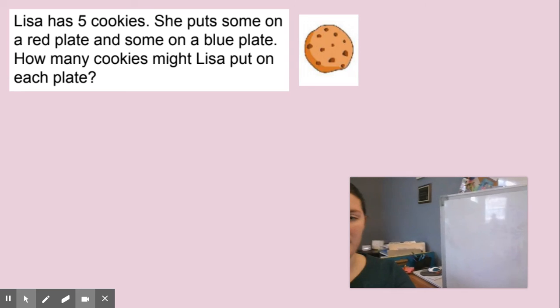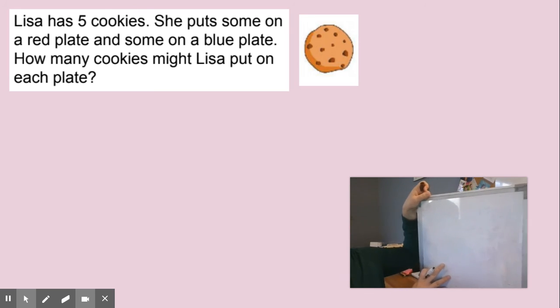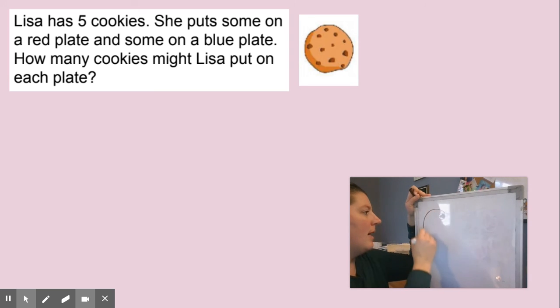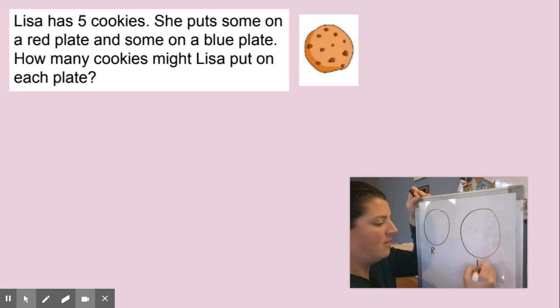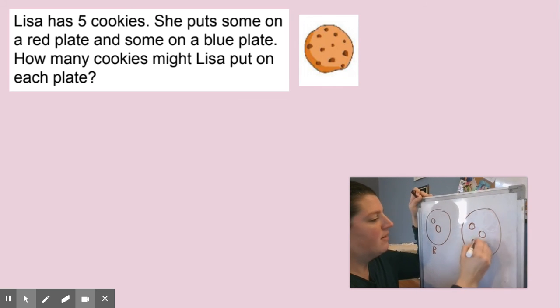What if you chose to draw this? What might that look like? We're still representing 5 cookies, and where are we putting them? That's right, we're putting some on the red plate and some on the blue plate. So this is my red plate, this is my blue plate. Now let me draw some cookies. How many am I going to draw? I'm going to draw 5. If I draw 1, 2 cookies on this plate, 3, 4, 5.